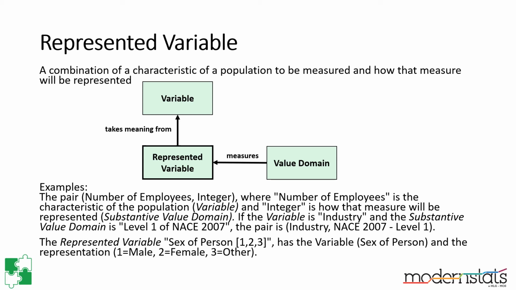And if the variable is industry and the substantive value domain is level 1 of NACE 2007, the pair is industry NACE 2007 level 1. And the last one, the represented variable sex of person, 1 to 3. The variable is sex of person. We saw that earlier. And the representation is 1 means male, 2 female, and 3 is other. I can pick a value domain and a variable and combine them, and that will be a represented variable.